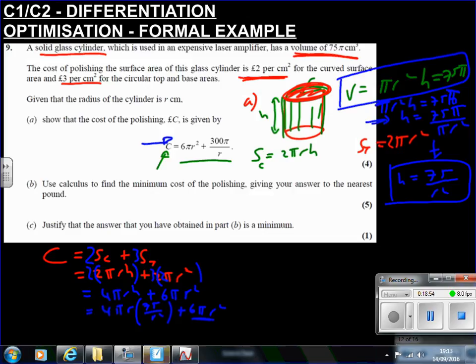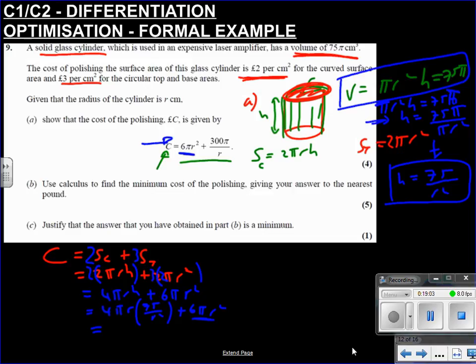We're happy with the 6 pi r squared. We've got that. And now we've got this last bit. So we're going to have our r and r cancelling out here. So 4 times 75 is 300. We got our 300 pi r plus 6 pi r squared as required. So as required. There we go. That's what it asked us to find, and we found it. Fantastic. So that was part A.